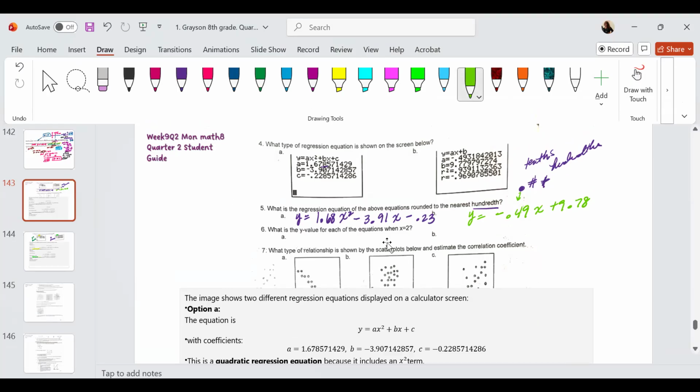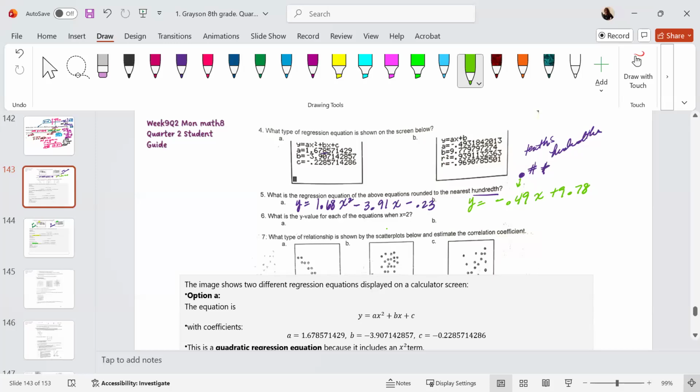Okay. What is the y value of each equation when x equals 2? So this is going to be a little bit crazy because you're going to be plugging the y value in, right? Even with two equations, it's going to be kind of hard to do. So it's basically saying when x is equal to 2, you do y equals 1.68 times 2 squared, right? Which is times 4, correct? Yes. Minus 3.91 times 4, right? Yes. Minus 0.23. So you just need to multiply it out. Does that make sense? Yes.